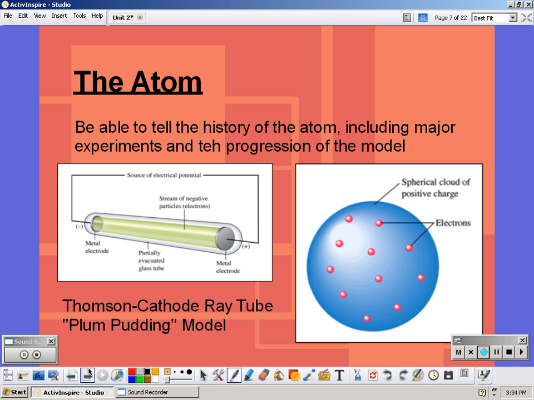Okay, so the atom itself. You need to be able to tell the history of the atom, including major experiments and the progression of the model. So first we have Thomson's cathode ray tube, which led to the plum pudding.